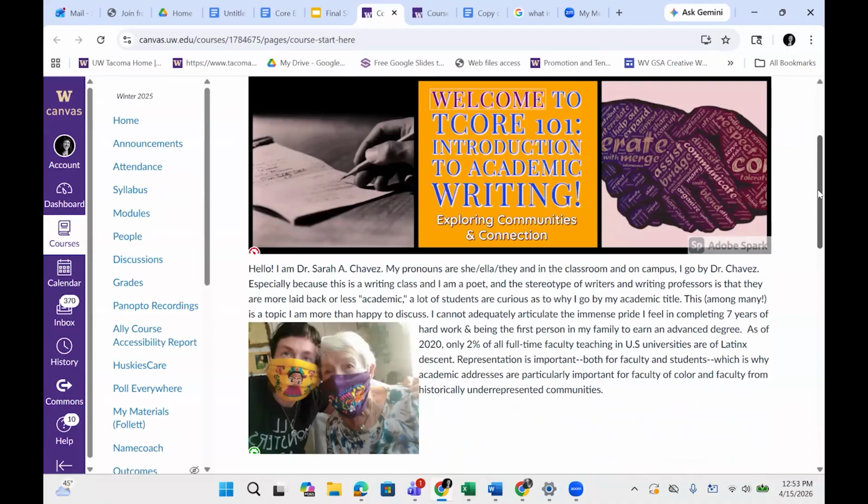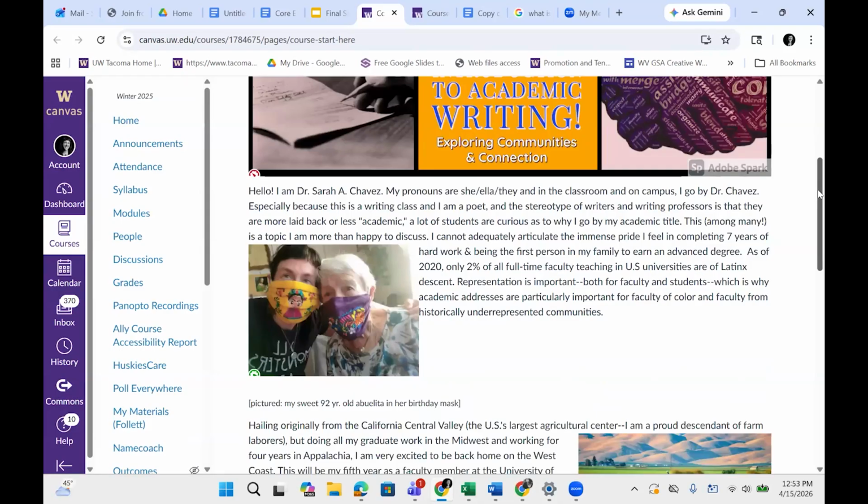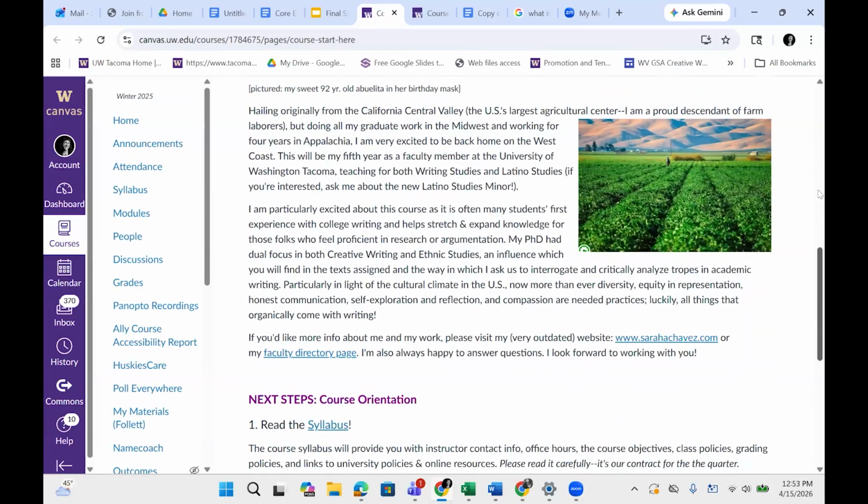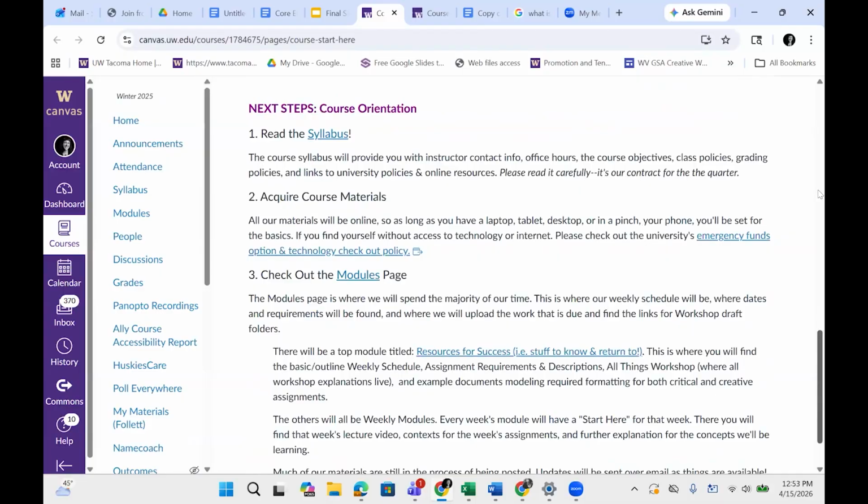And they're making those stereotypes about every discipline, right? This is what a history person is like, this is what a math person is like. And we're all very complex. So all the ways that we can complicate ourselves for them is really helpful. Also, I share in this one a picture of my grandmother and me during COVID. I also share a little bit about my background, and then that leads into course orientation.